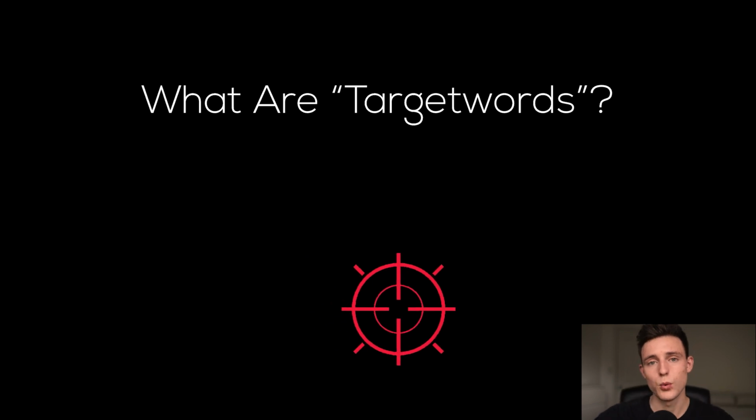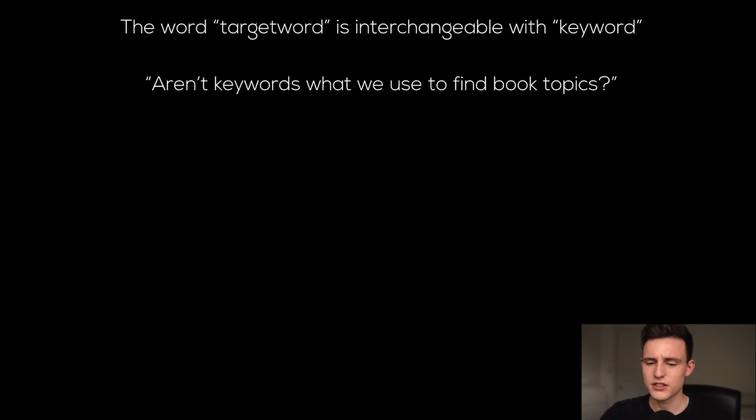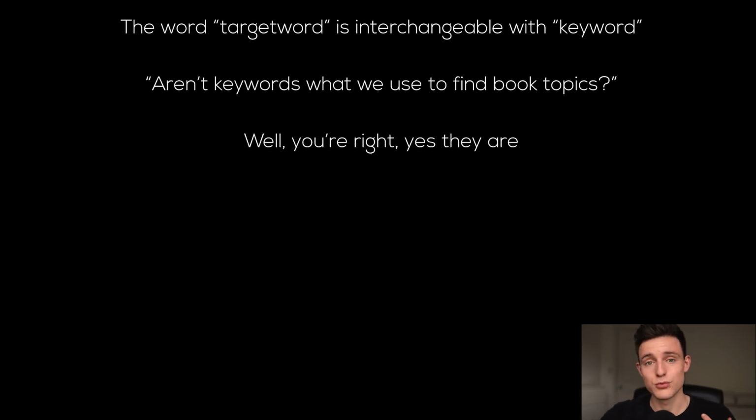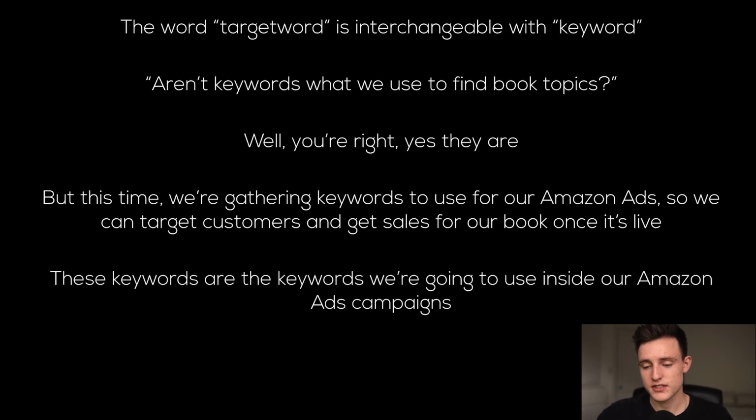So first things first, what are target words? The word target word is interchangeable with keyword, if you haven't noticed that already. So what you're probably thinking though is, aren't keywords what we use to find book topics? And yes, you're right. That is what we find book topics with. Keywords are the titles of our books. Well, not always, but that's what contributes to the title. But this time we're gathering keywords to use for our Amazon ads so we can target customers and get sales for our book once it's live. So these are the keywords we are going to be using inside our Amazon ads campaigns.